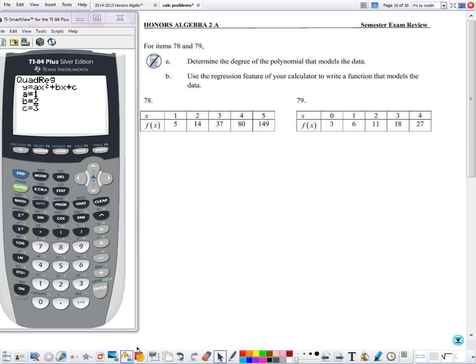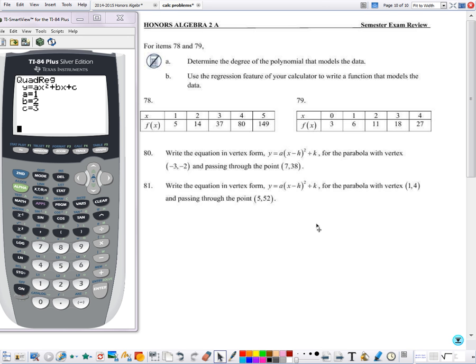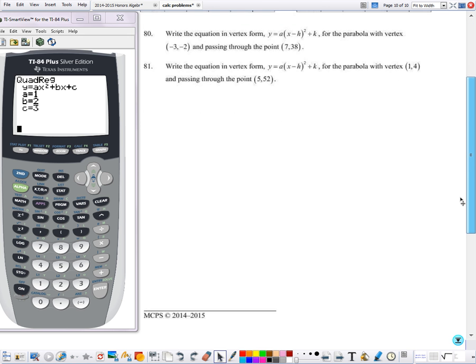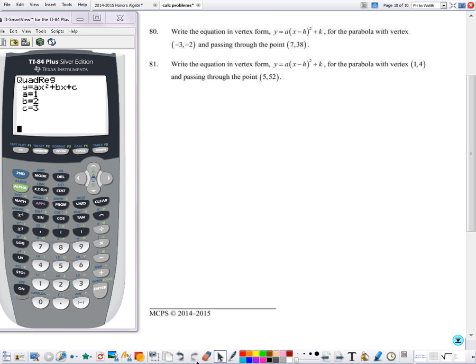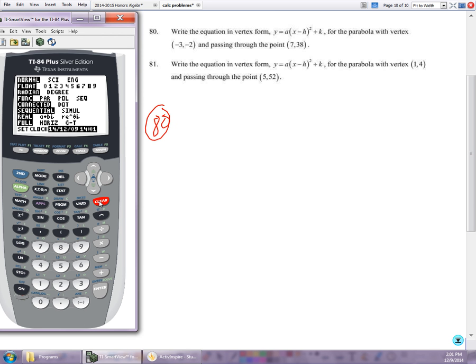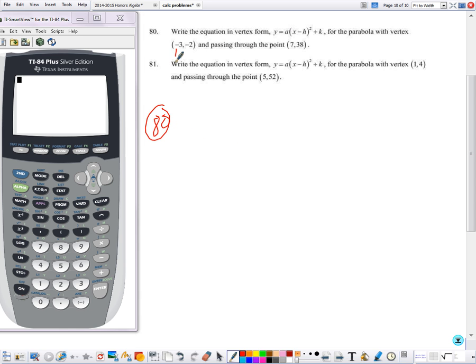Okay, and now last but not least, 80 and 81. These say they could be calculator problems. When we did them in class, we didn't use a calculator, but it can't hurt, especially for the arithmetic. So let's see, for 80, they give us the vertex, and very nicely, they give us the vertex form of the equation. So the vertex is h and k, and the point that passes through in x and y. So our job is to solve for a, the leading coefficient.